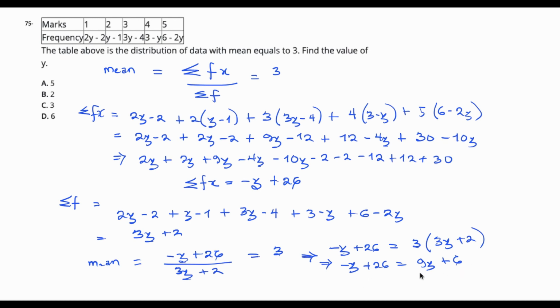So if we collect like terms here, and we have 6 sent to this side, this is going to be equal to 26 minus 6, and 9y, if we send our minus y to this side, it becomes plus y. So 26 minus 6 becomes 20, and 9y plus y becomes 10y. So if 20 equals 10y, if we divide both sides by 10, we have that our y is equal to 2. So in this case, y equals 2, the answer here is B.